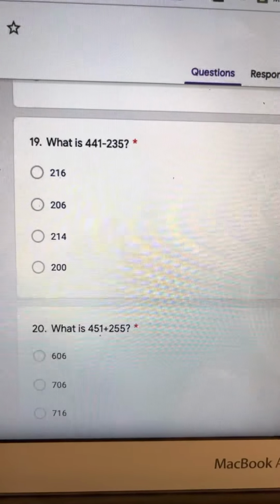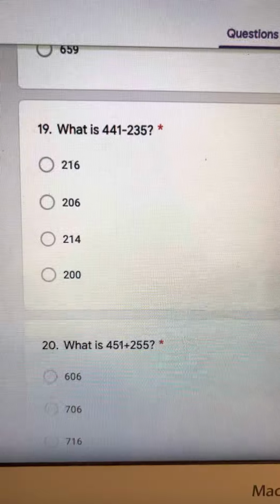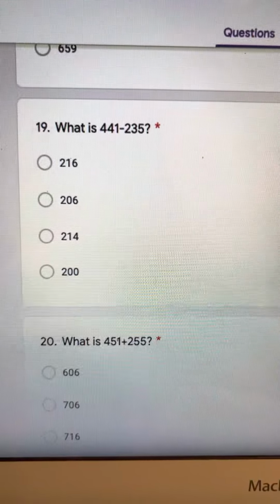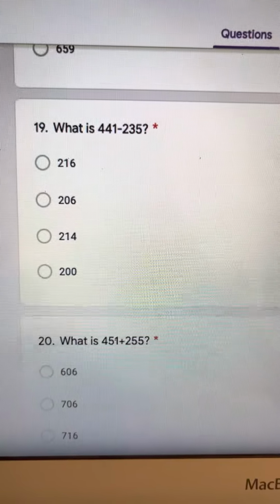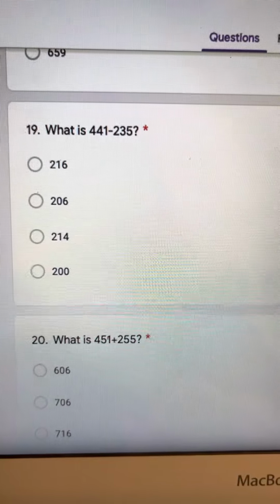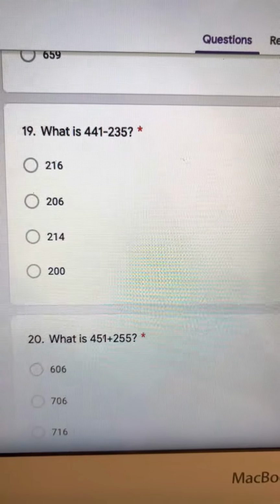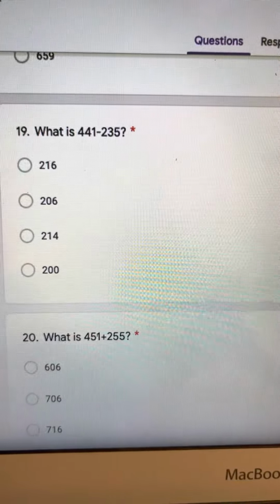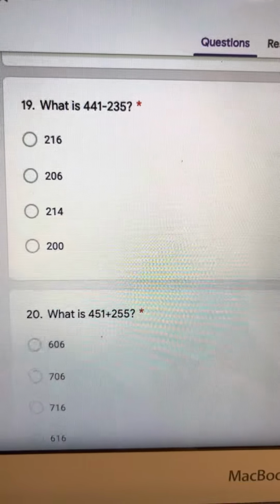Number 19, what is 441 minus 235? 441 minus 235. Please put those on top of each other like we always do and pay attention to the numbers. Work the problem out.